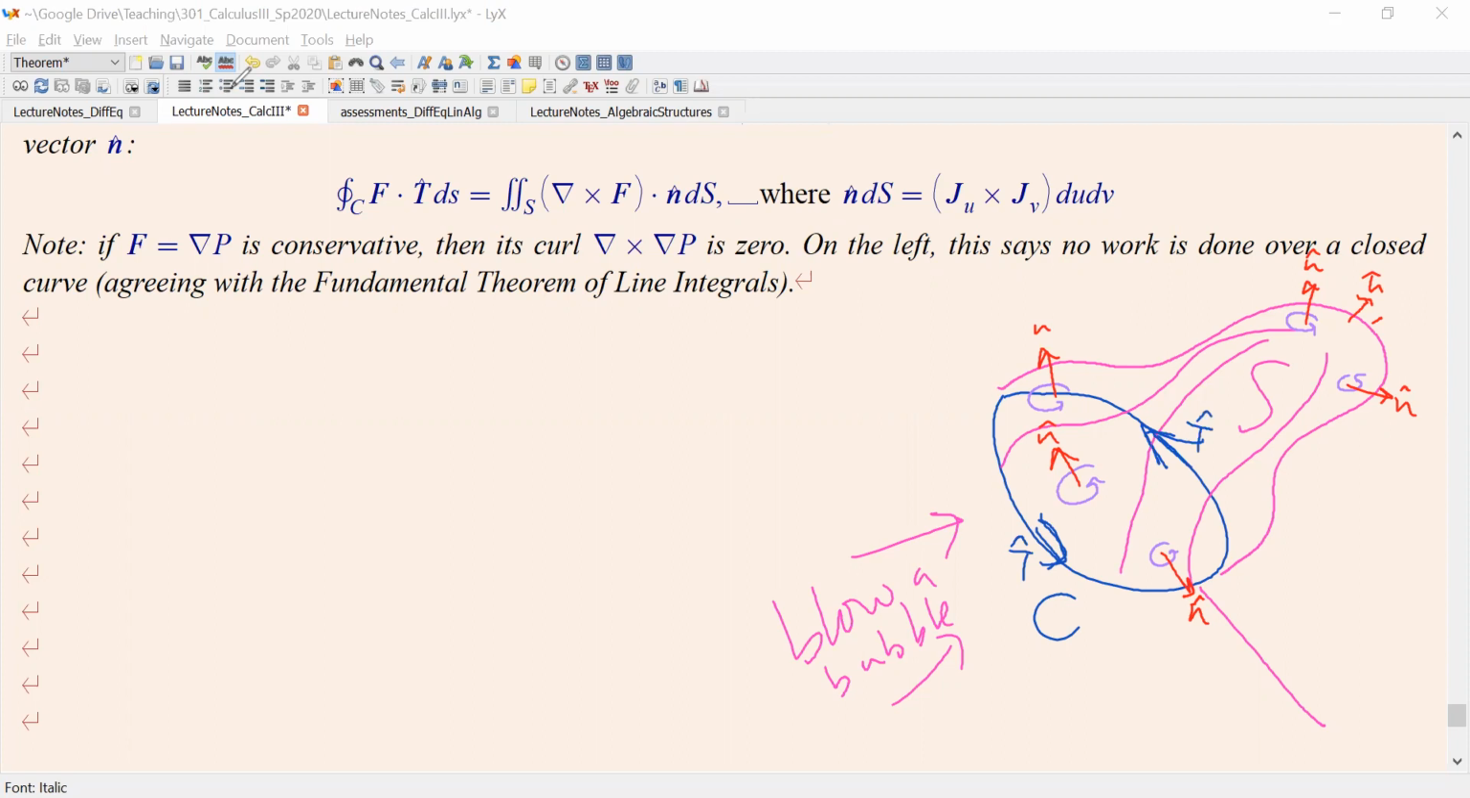And the field itself, I'm not drawing the field because that's too many arrows, but there's some field that's moving around this, creating some kind of movement around this surface. Often you could think of it as a wind velocity field blowing the bubble. That is an example of a vector field. You could think of this as a gravitational field, a conservative field, a magnetic field, an electric field, a temperature gradient field. There are a number of different things that you can use to represent the field.